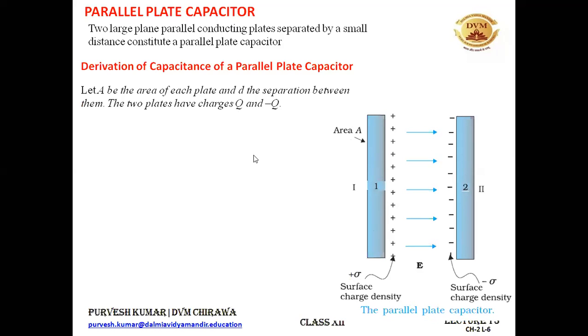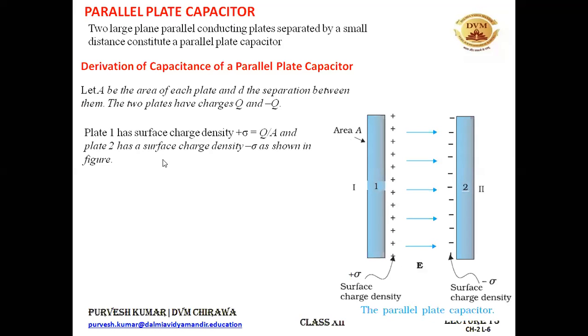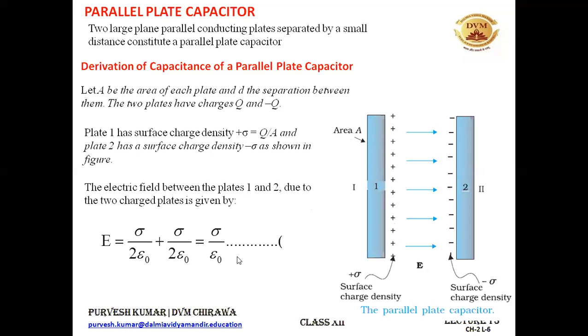Now, we need to find the value of this electric field that exists in between the plates. And please try to recall the second application of Gauss's law. In the second application of Gauss's law, we have studied that for two plates having equal and opposite charge density, the electric field in between them can be calculated by this formula. You can say it like this.